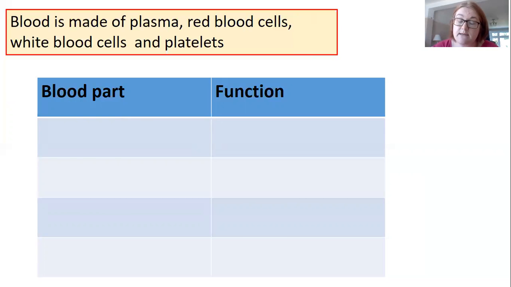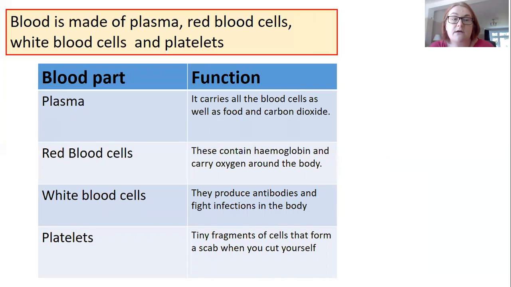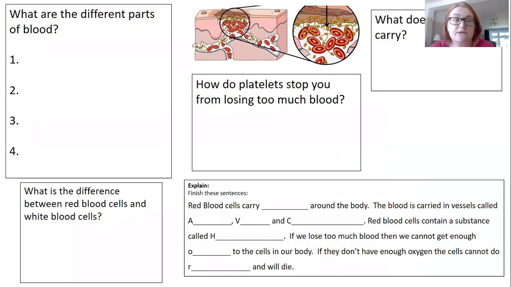So you should have paused it, and you can then have a look at your answers and green pen what you've written down so far. These are the basic facts that you need to know for the different parts of the blood. Some of you will have more information on there because you'll have gone to Caboodle and written more notes onto it. Now this is the last activity that I want you to do.